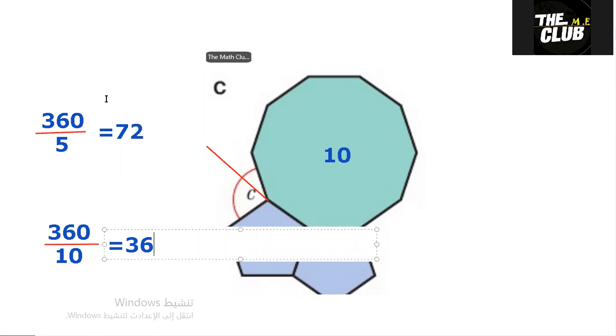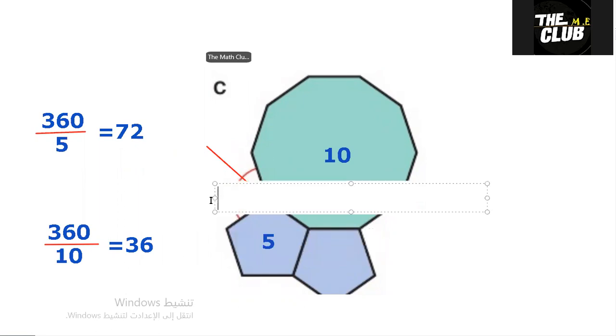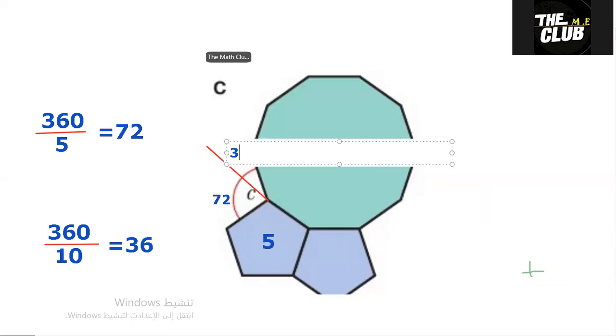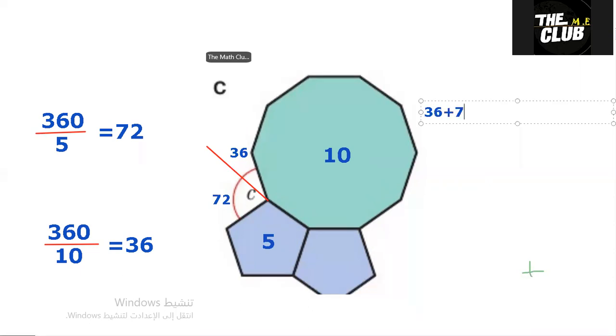Now, as we said, the 72 is the pentagon's exterior angle. Let me write it here, 72. Let me make it smaller. And the other one, 36, is for this shape. Now, we need the whole angle, which is C. So for C, I'm going to add 36 and 72, and the answer is 108. 36 plus 72 is 108. So angle C here is 108.